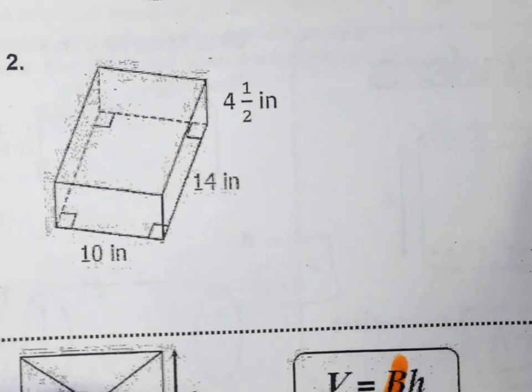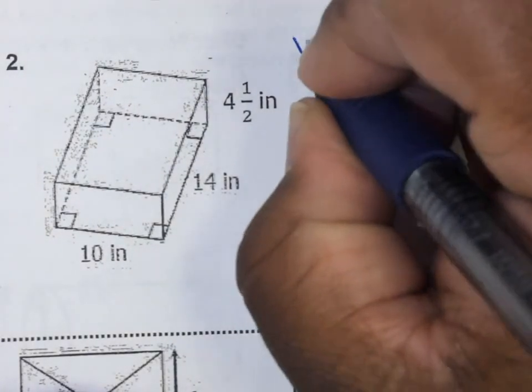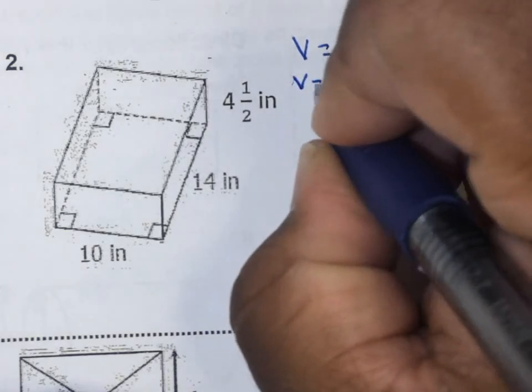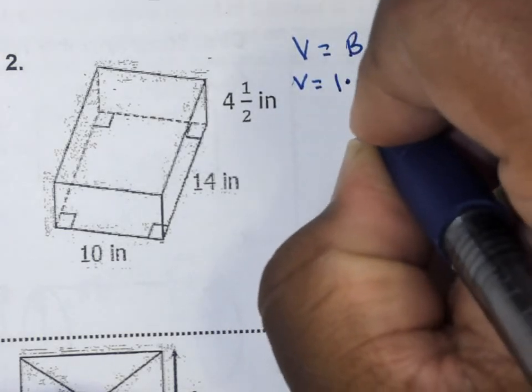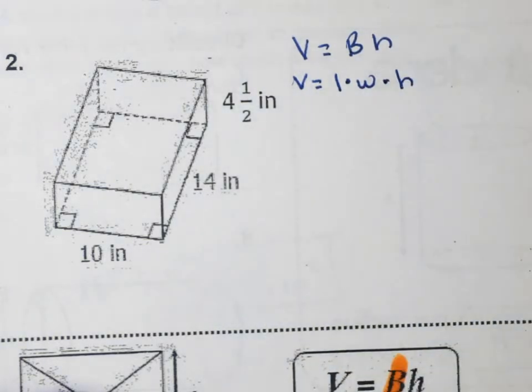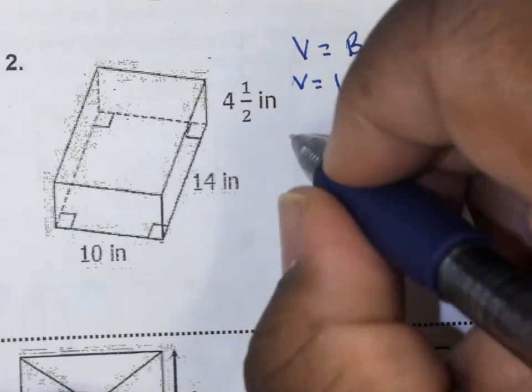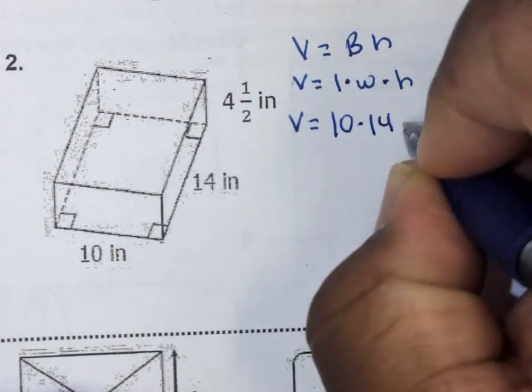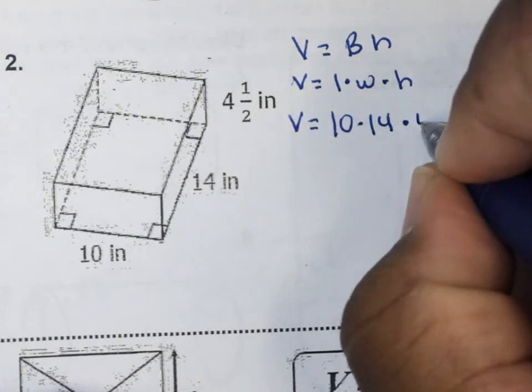Number 2, volume equals capital B times H. Adjustment. Capital B is length times width, and then times H. Volume equals 10 times 14 times 4.5.